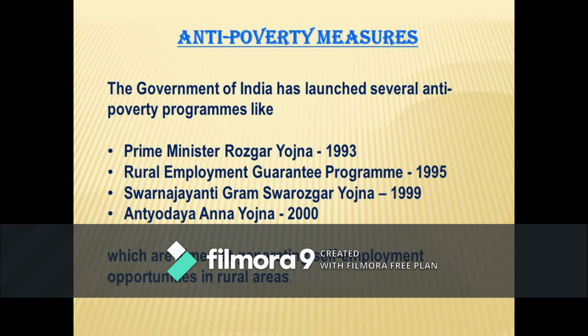Now we can see the anti-poverty measures. The government of India has launched several anti-poverty programs like Prime Minister Rozgar Yojana 1993, Rural Employment Guarantee Programs 1995, Swarna Jayanti Gram Swarozgar Yojana 1999 and Antyodaya Anna Yojana 2000, which are aimed at generating self-employment opportunities in rural areas.